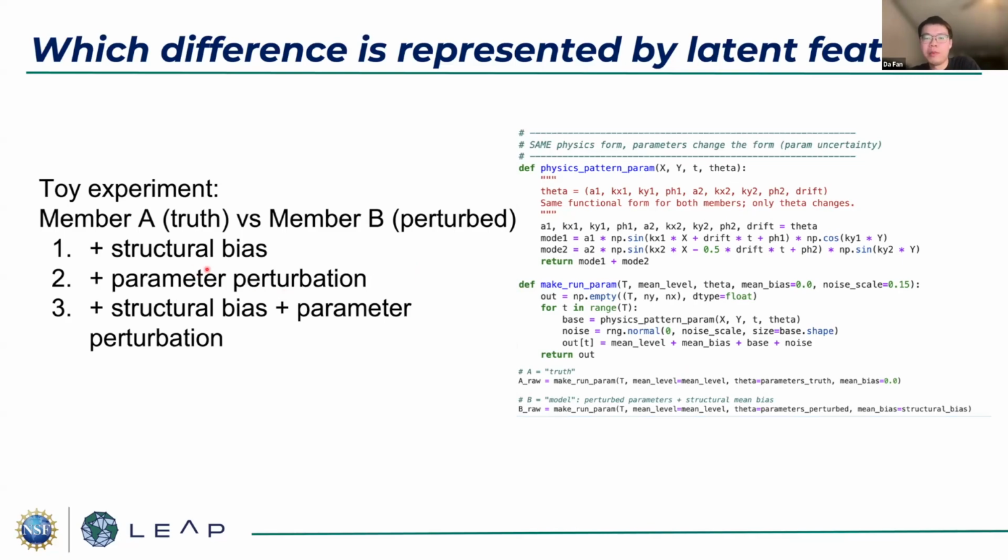In the first experiment, we added structural bias to member B. Then in the second one, we added the parameter perturbation, so we changed the parameters used in the physics equation. In the last experiment, we added both structural bias and parameter perturbation.